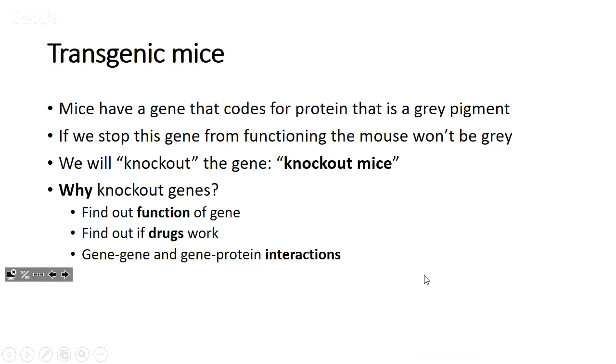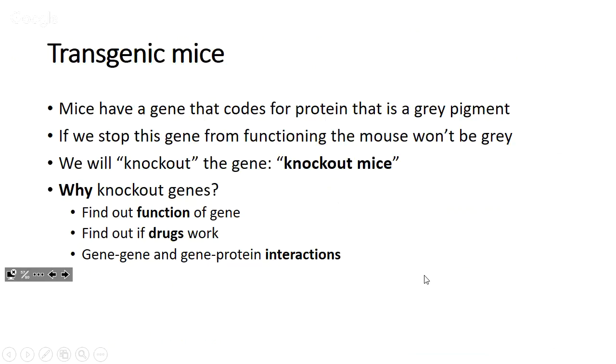Okay, so you've got a knockout mouse. I've got a gene that produces gray pigment. What do I want to do? I want to stick some sort of random DNA inside that gene and knock out its functionality, so I don't have gray pigment. I'm just left with a white mouse. Now, why would this actually be useful in the real world? We don't want to create white people.